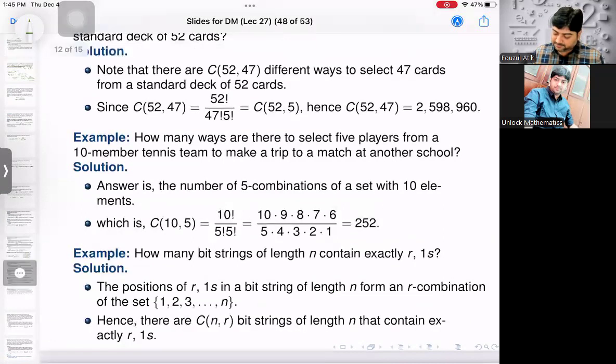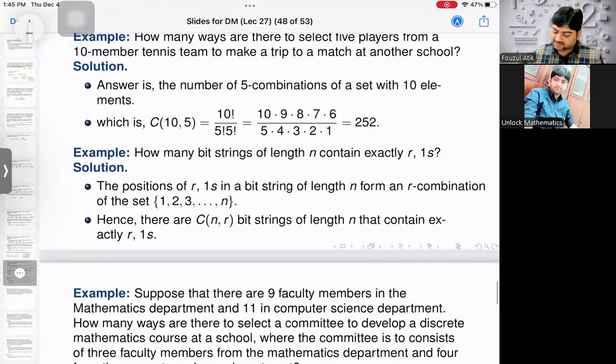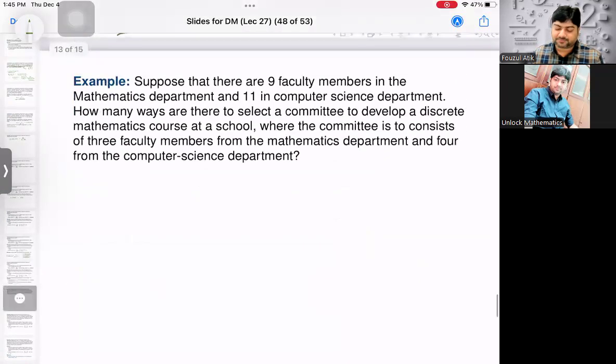Now look at this problem. Yes, as we discussed, this problem is C(n, r). Okay, what about this one? Here you have to involve the concept of permutation as well as the product rule also. What it says, suppose that there are 9 faculty members in the mathematics department and 11 in computer science department. Then how many ways are there to select a committee to develop a discrete mathematics course at a school where the committee is to consist of 3 faculty members from mathematics department and 4 faculty members from computer science department.